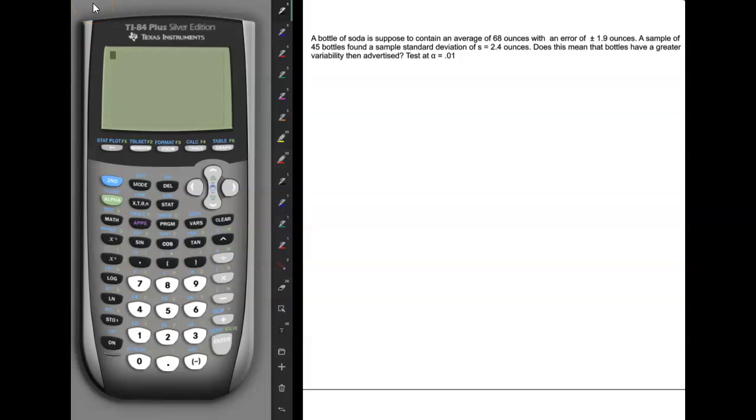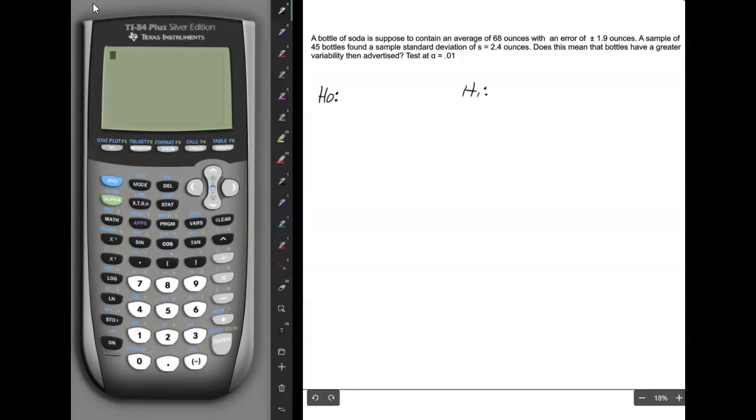So in this example, we're going to use our calculators to run a hypothesis test on a standard deviation. A bottle of soda is supposed to contain an average of 68 ounces with an error of 1.9 ounces, give or take. A sample of 45 bottles is found to have a standard deviation of 2.4 ounces. Does this mean that the bottles have a greater variability than advertised? So let's do our hypothesis test.